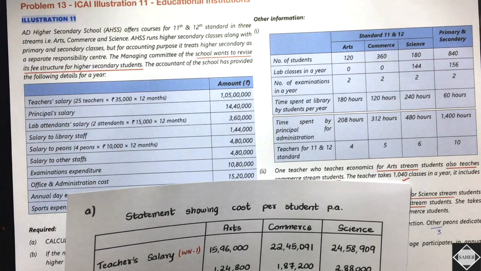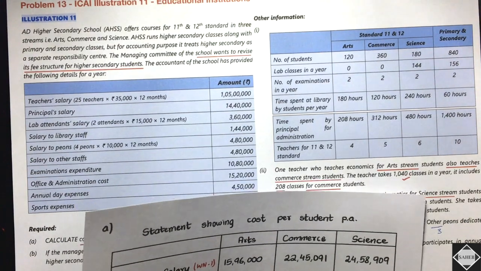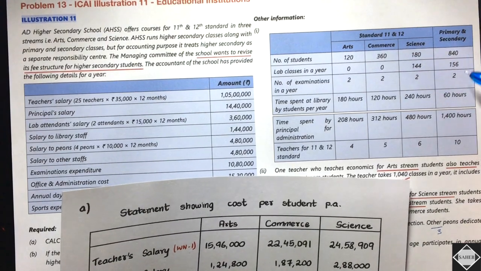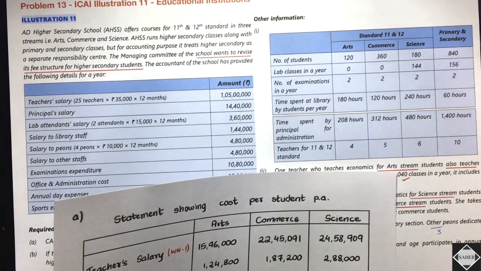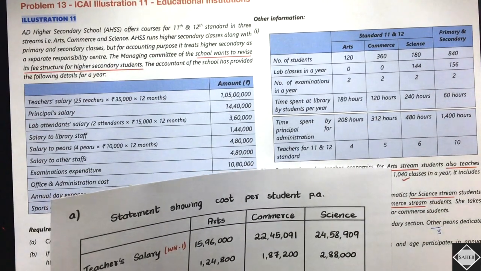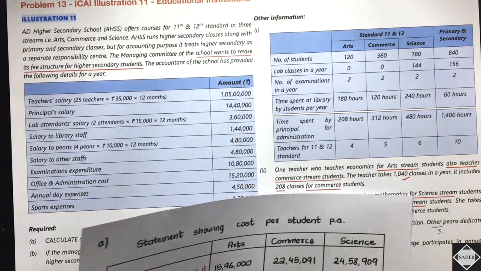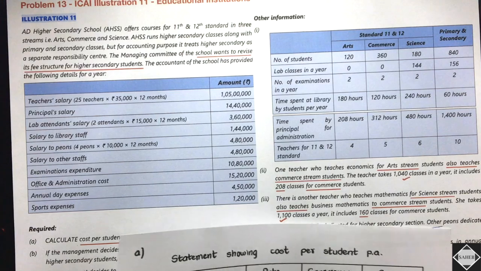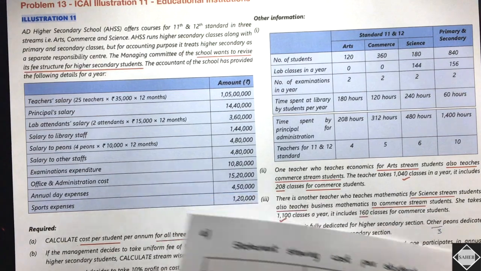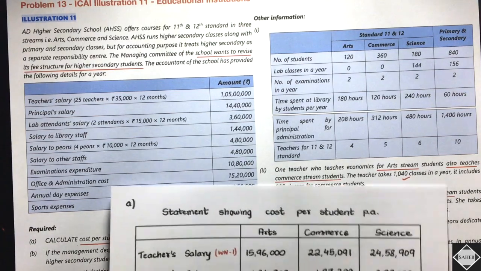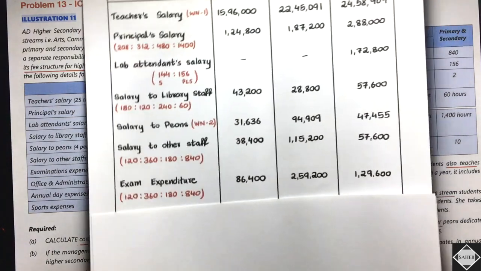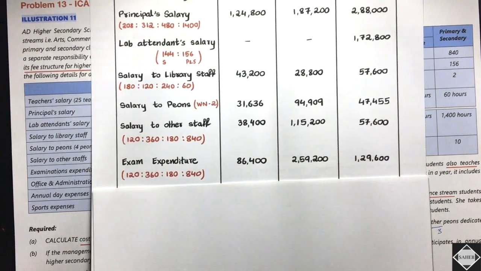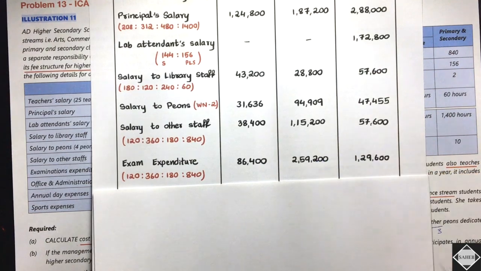Or you can take an average also, like you can multiply 120 into 2, 360 into 2, 180 into 2, 840 into 2, and take an average and create a ratio like that. But I would say just use the number of students. That is the most reliable approach, because ICAI has said that. So for examination expenditure, which ratio? Number of student ratio, 120 is to 360 is to 180 is to 840. Is that clear? 86,400, 2,59,200, 1,29,600.